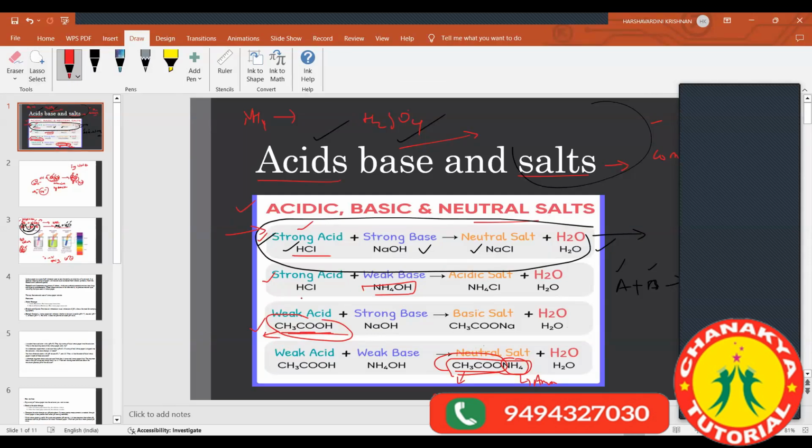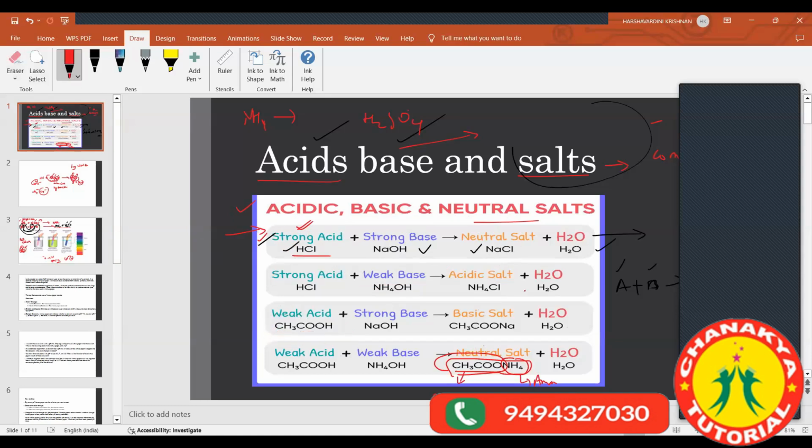Okay. Now the first one. First we were talking about the combinations. In the first combination we took both a strong acid and a strong base, and we get a neutral salt. And in the second one, it is also a salt, but it is an acidic salt. Why is it an acidic salt? Can anybody tell me why it is an acidic salt and not a basic salt?